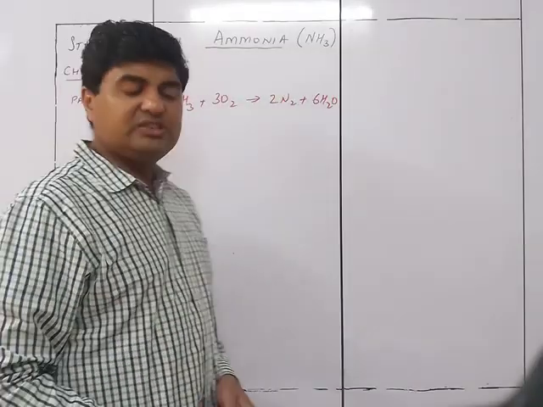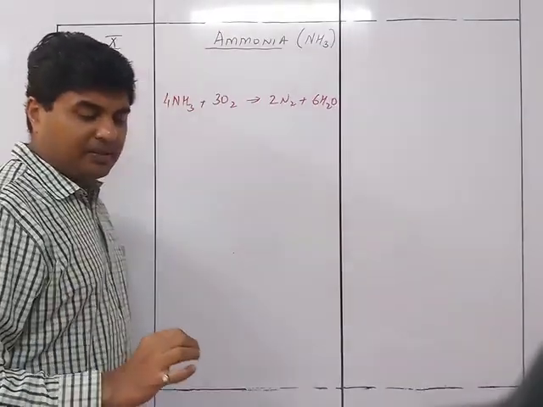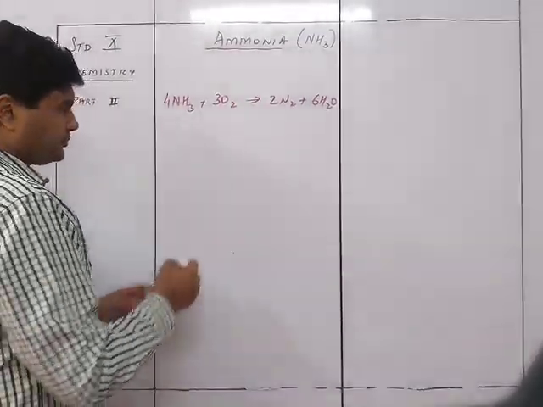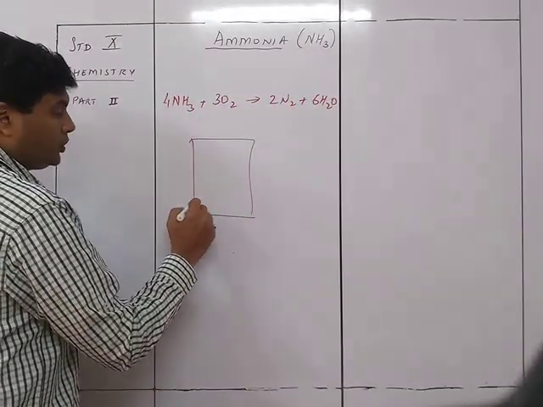Now this one is just burning of ammonia in oxygen. It's a simple thing where you are taking a glass chamber, and in this we are taking two tubes.